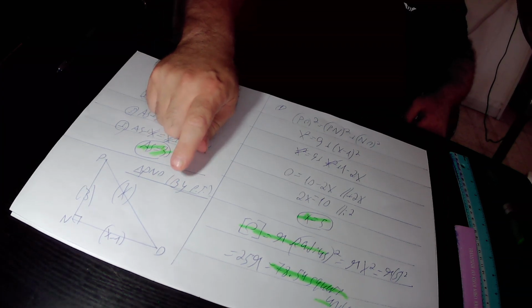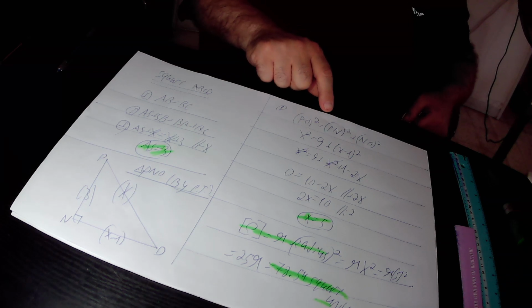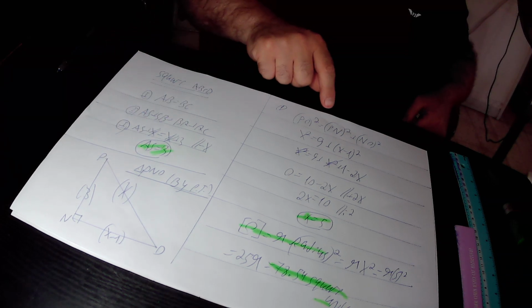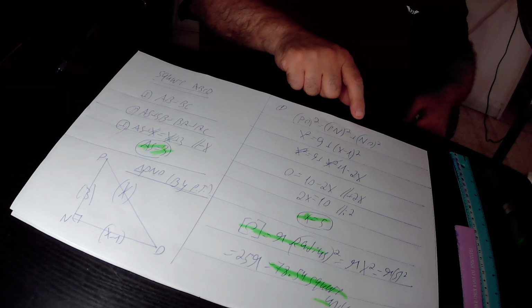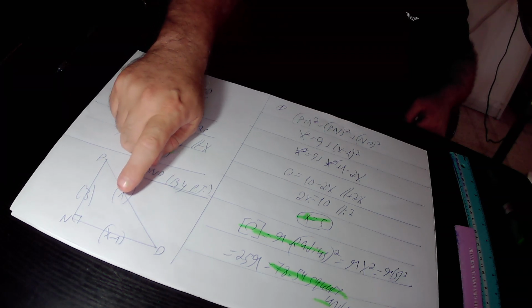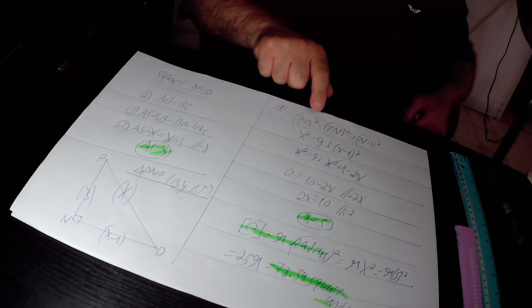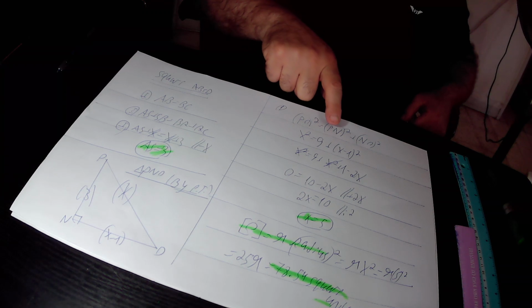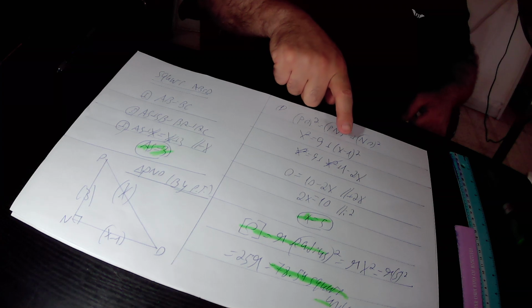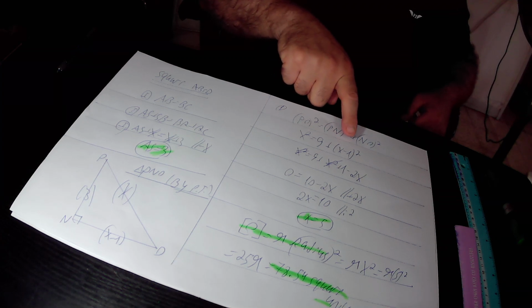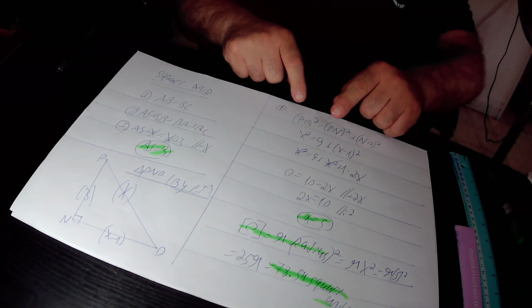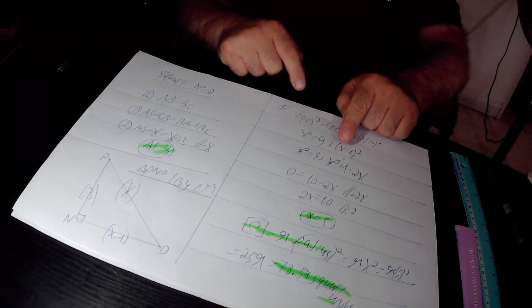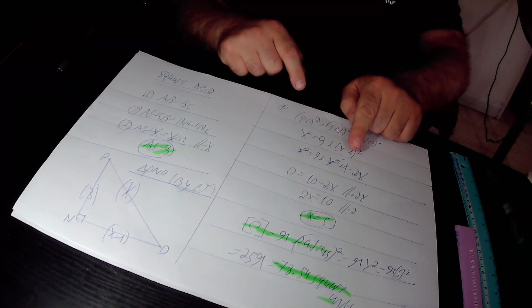PO is x, therefore PO squared is x squared, and it equals PN squared. PN is 3, therefore PN squared is 3 squared, that is 9, plus NO squared. NO is x minus 1, therefore NO squared is x minus 1 squared. So x squared equals 9 plus x minus 1 squared. x minus 1 squared equals x squared plus 1 squared minus 2 times x times 1, that is minus 2x. So x squared equals 9 plus x squared plus 1 minus 2x.